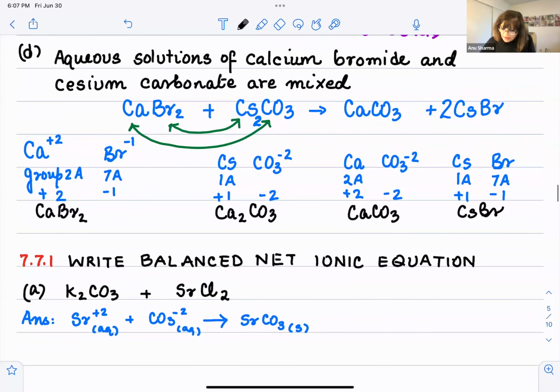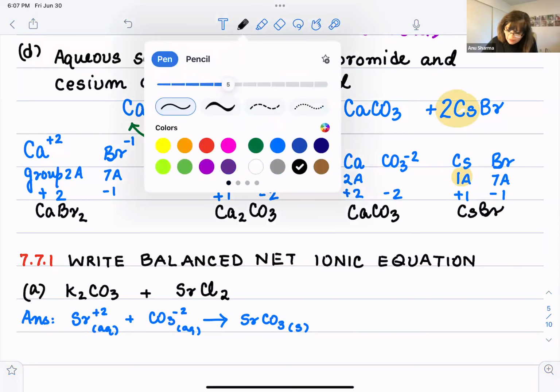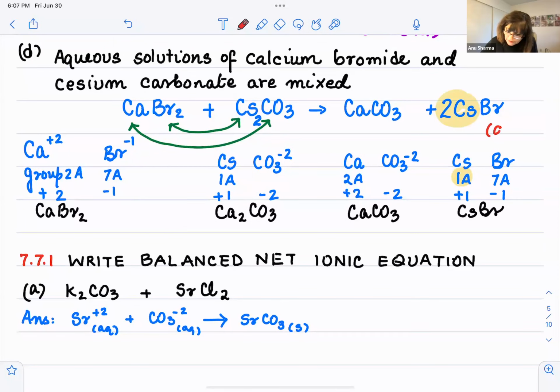All right, so this is the way you identify. So now here, will the solid form or not? Remember, cesium is group 1A. So group 1A will be soluble. Group 1As are always soluble. So this would be aqueous. Okay, calcium bromide and cesium carbonate.